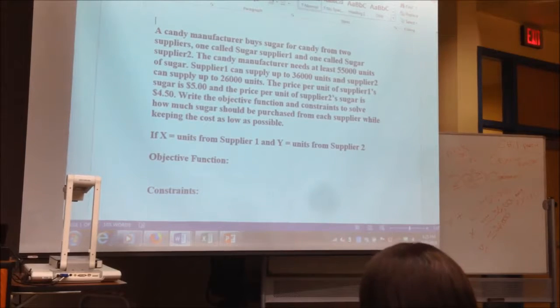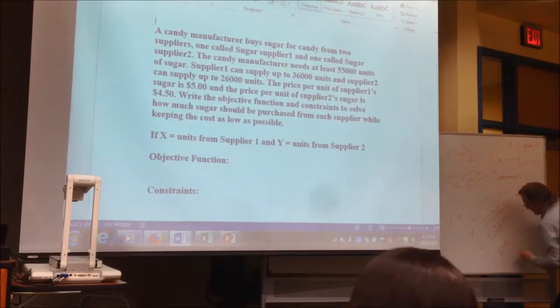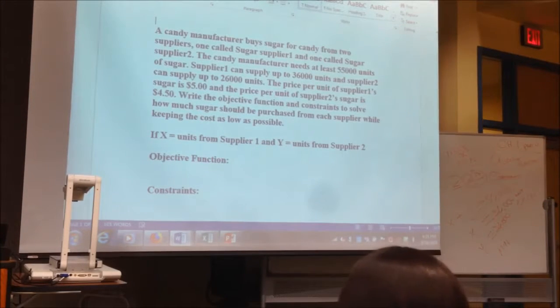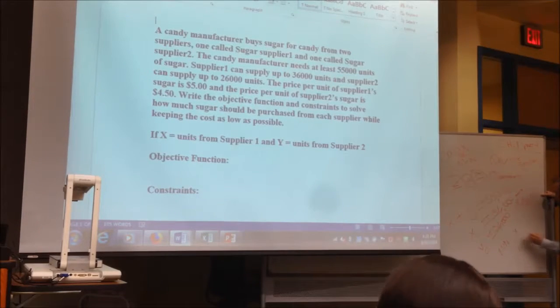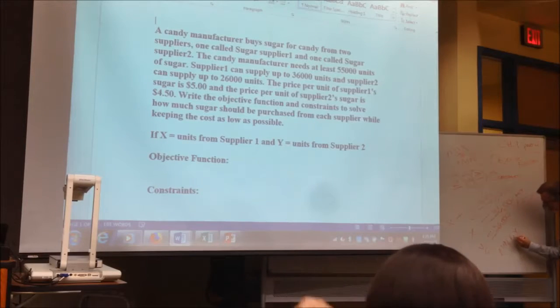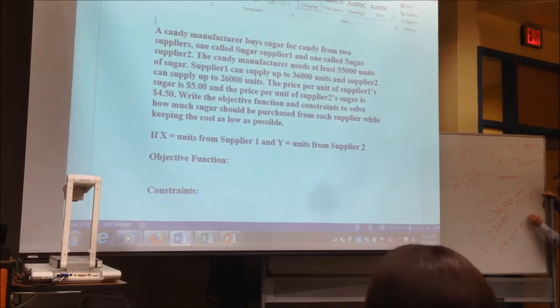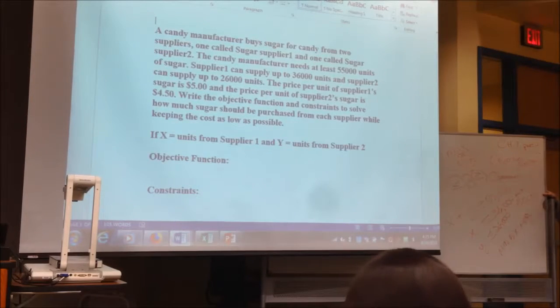Objective function, max or min? Min. Absolutely. Min. Matter of fact, the objective says to keep the cost as low as possible. Now, we have to write a mathematical equation that represents trying to keep the cost from what we're buying from these 2 suppliers as low as possible. Minimize however many we're going to buy from X1 times the price of $5 plus however many we're going to buy from supplier 2 times the price of $4.50. There's the total money we're going to spend. That's what we want minimized.